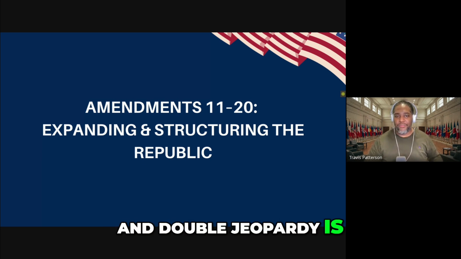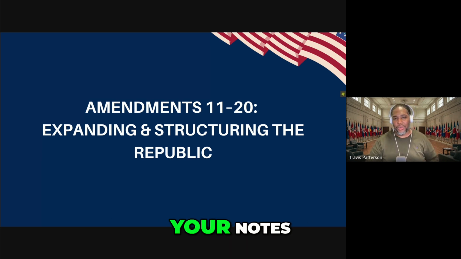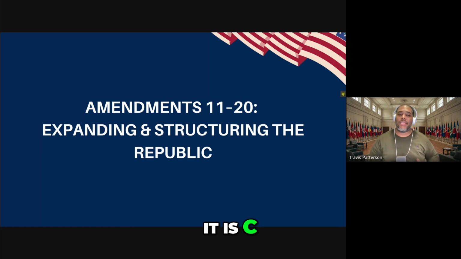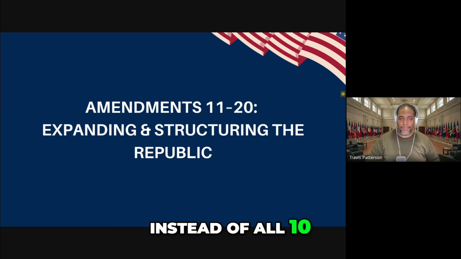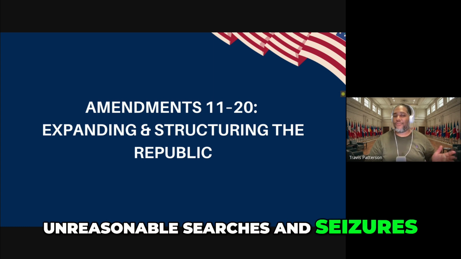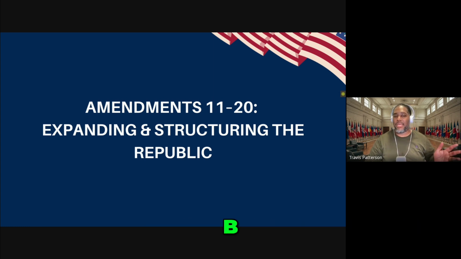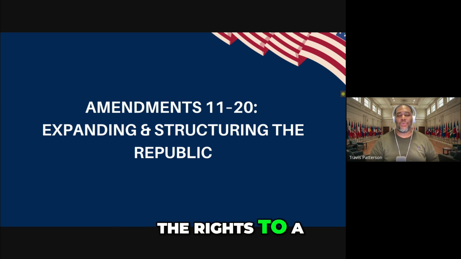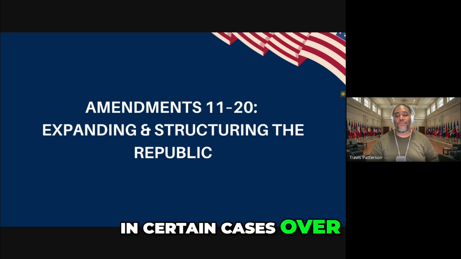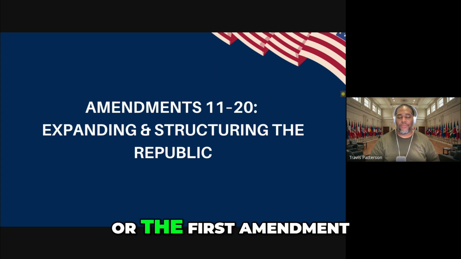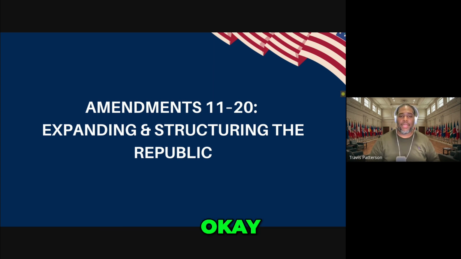Next, the protection against self-incrimination and double jeopardy is found in which amendment? You got this in your notes, I know you do. Is it A, the Fourth Amendment, B, the Sixth Amendment, C, the Fifth Amendment? All right. Which amendment protects against unreasonable searches? Fourth Amendment, A, Fifth Amendment, B, C. The right to a jury in civil cases over $20: the Sixth Amendment. Answer is B.